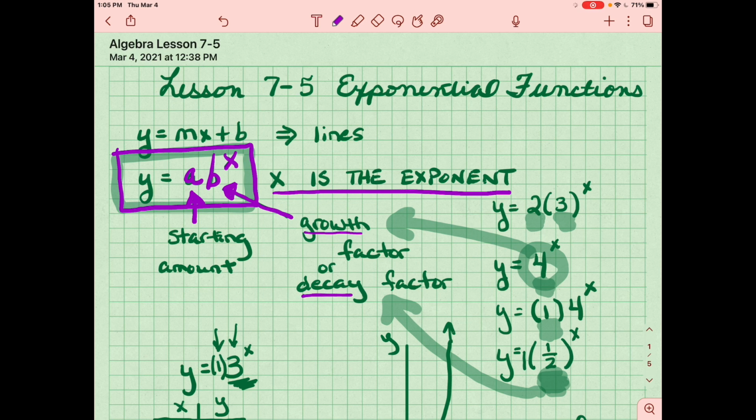We're either growing or we're decaying. And if the growth factor were a 1, then nothing would happen. It would stay exactly the same, because we would just never grow and never decay.